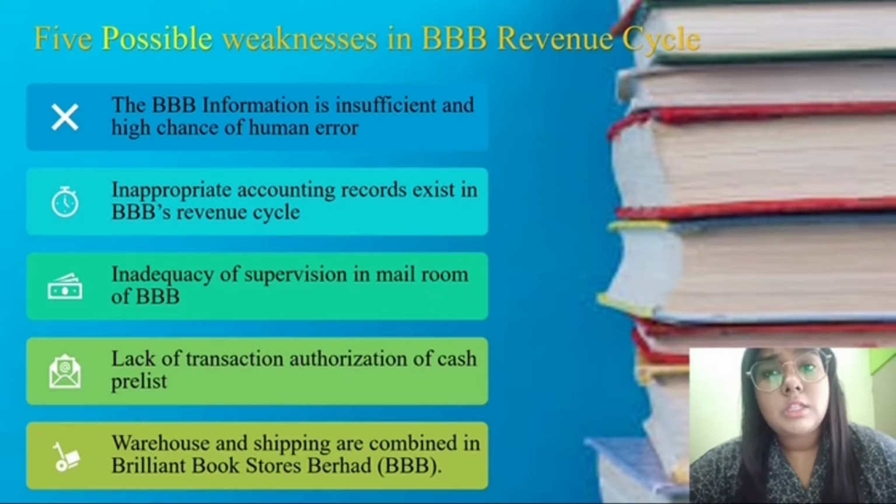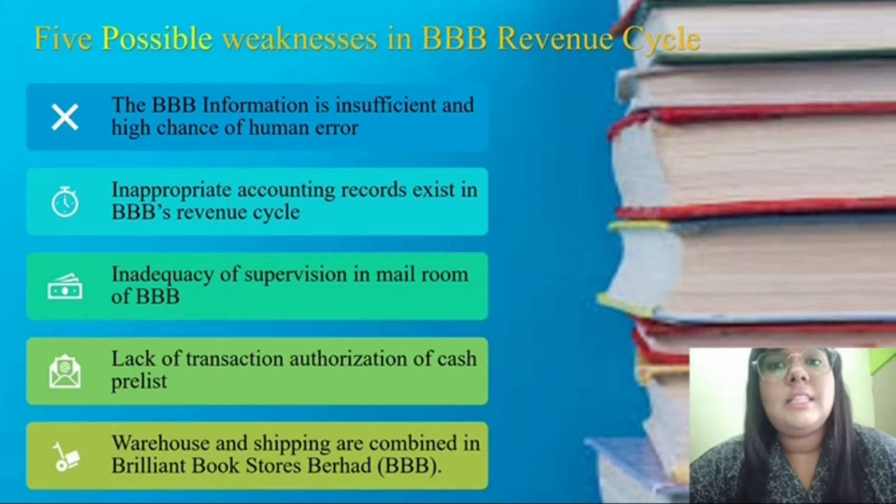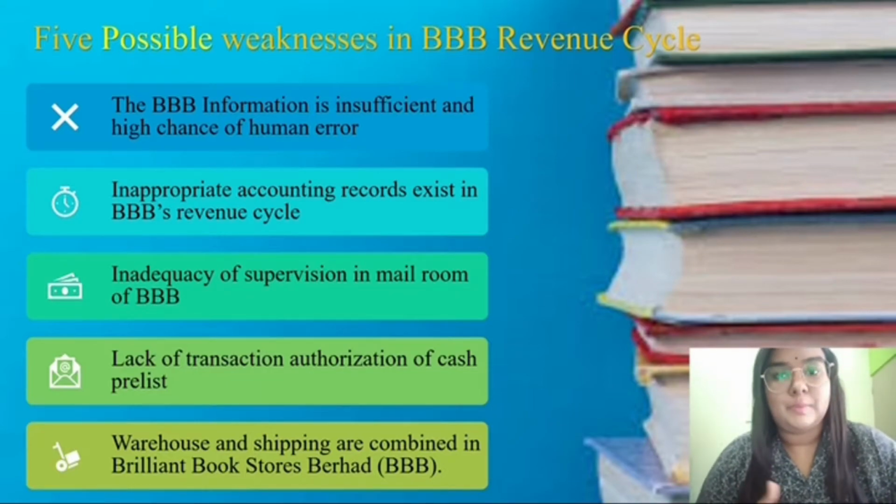The third one is inadequate supervision in the mailroom of Brilliant Bookstore Berhad. The responsibility of the mailroom clerk is to prepare the remittance list or cash prelist, and together with a copy of the remittance advice it should be sent to the accounts receivable department. Supposedly, the mailroom should have two employees to open the mail and process the customer payment. However, in BB, only one clerk is responsible for opening the mail and separating the documents.